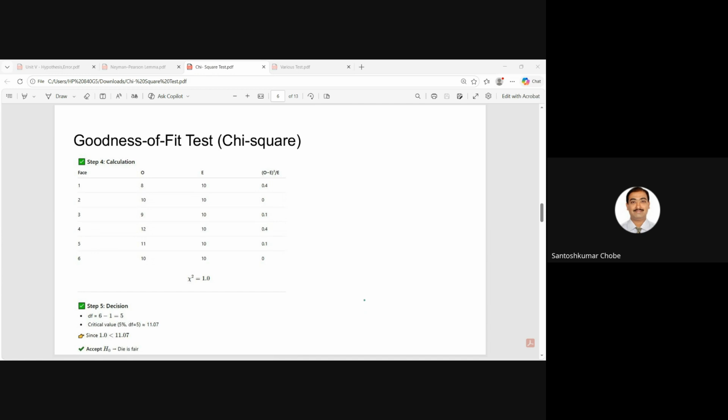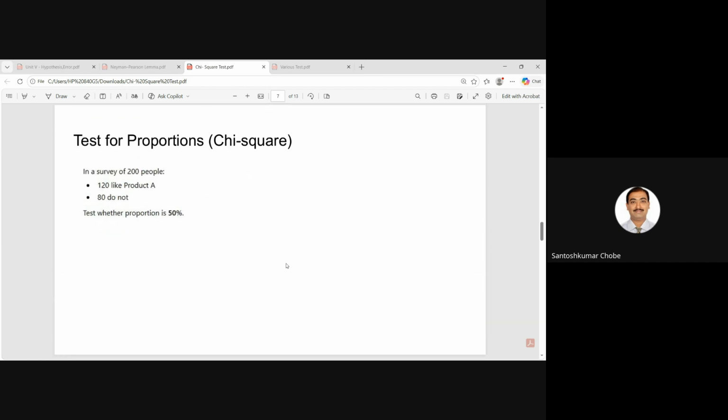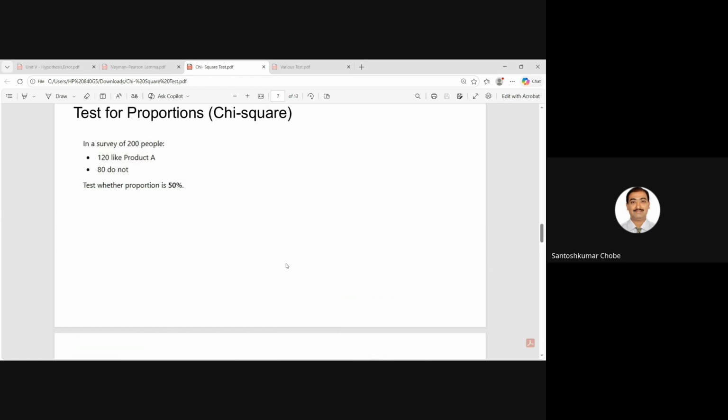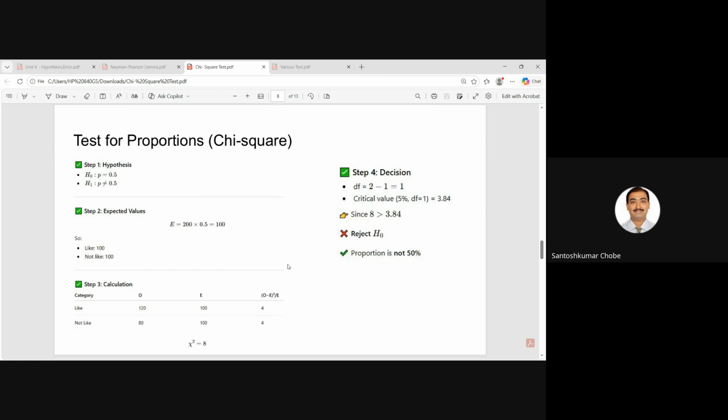So now we will be looking at the example of the chi-square test with the test of proportions. The first is a survey of 200 people: 120 like a product, 80 do not like it. Test whether the proportion is 50%, correct? So how do we do this? Initially, I have to set the hypothesis.